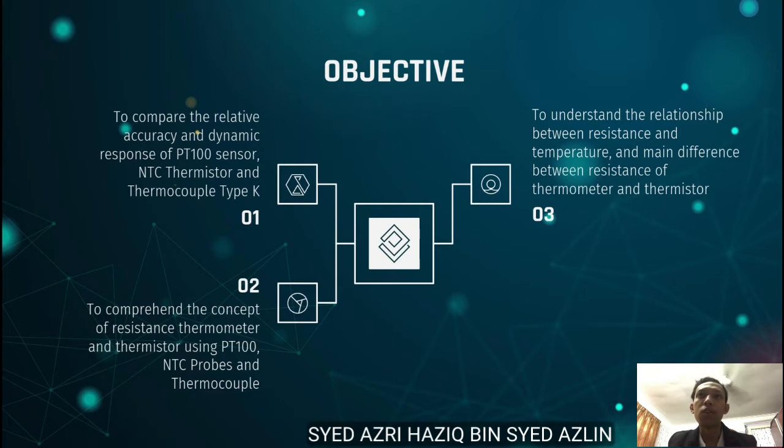Next is the objective. There are three objectives of the temperature measurement experiment. The first one is to compare the relative accuracy and dynamic response of the PT100 sensor, NTC thermistor and thermocouple type K. The second one is to comprehend the concept of resistance thermometer and thermistor using PT100, NTC probe and thermocouple. And the third one is to understand the relationship between resistance and temperature and the main difference between the resistance thermometer and thermistor.